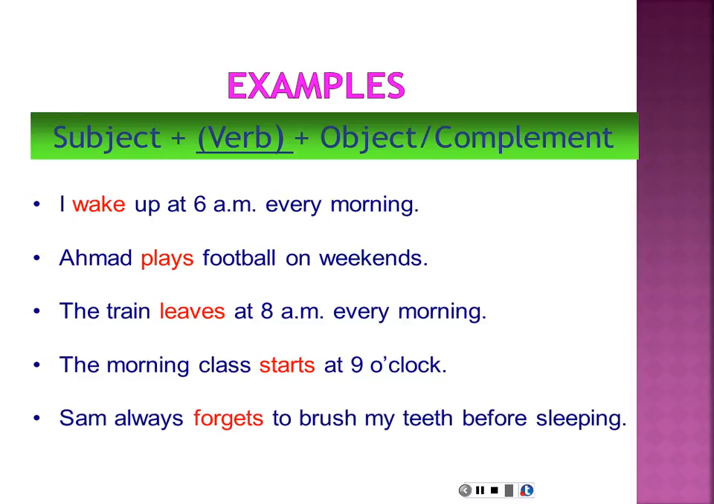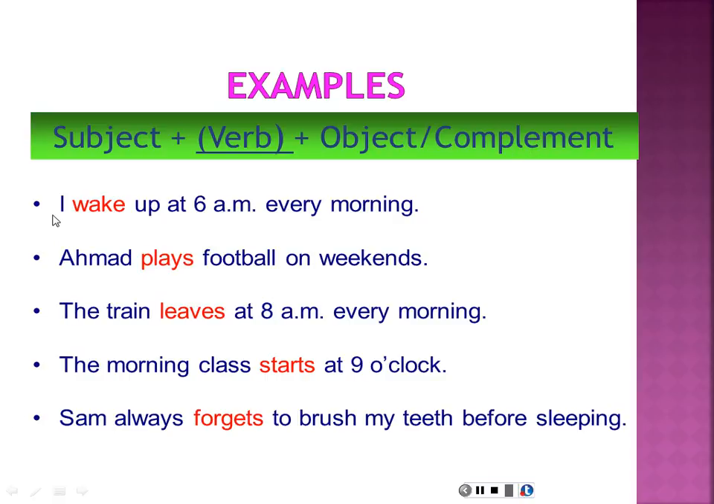Sam always forgets to brush his teeth before sleeping. إذن سام دائما ينسى أن يفرش أسنانه قبل النوم. So this is something that he always forgets. It happens always, دائما. So always means دائما. So those are the examples.